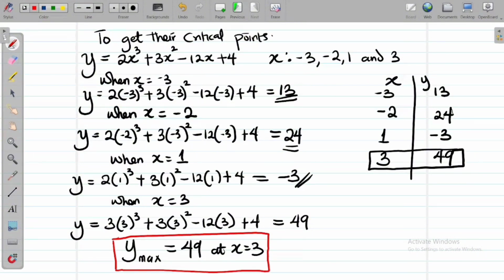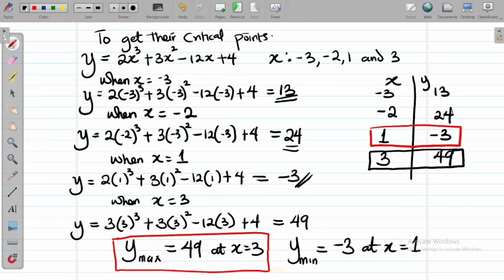And then what's the y minimum? What's the lowest value of y? The lowest value of y is minus 3. I'm going to use a red pen for that. The lowest value of y was given as minus 3 when x is equal to 1. So y minimum is minus 3 at x equal to 1. That's how to find the maximum and minimum value of y.